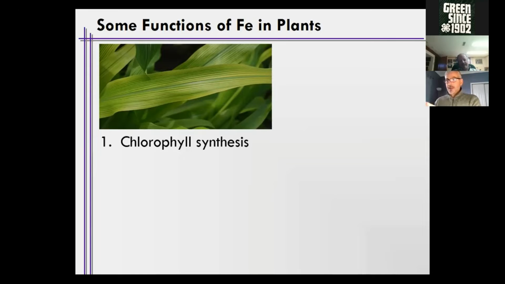And so when you have a lack of iron, you typically see chlorosis. And in fact, the telltale sign is, and we're going to get into this in a few slides, interveinal chlorosis, meaning the veins of the leaves themselves are dark green, and in between the veins, you have a light green or kind of a yellowish color.